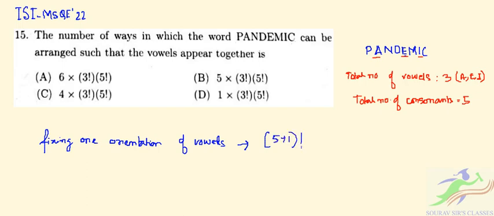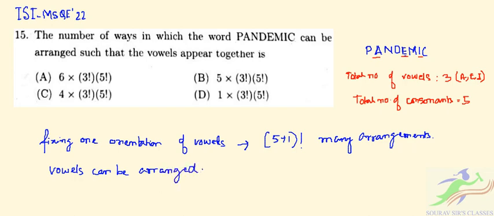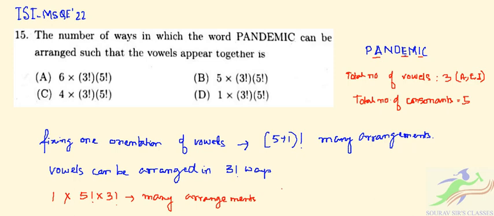There will be (5 plus 1) factorial arrangements, right? And the vowels can be arranged in 3 factorial ways. So the number of ways in which the word pandemic can be arranged such that the vowels appear together is 6 factorial multiplied by 3 factorial. This many arrangements must be there so that the vowels appear together. So here the correct option is option D.